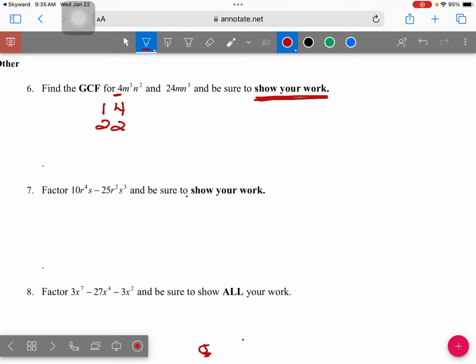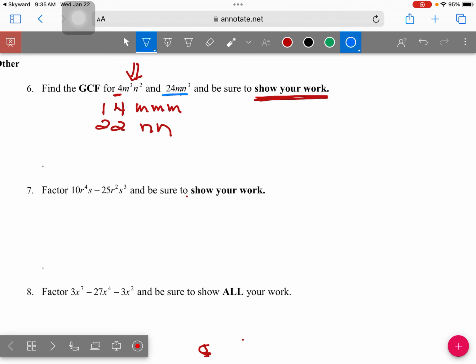Now, it says m to the third. How many m's is that multiplied out? 3, right? M times m times m. Write it down. M times n. And n squared would be 2 n's multiplied. All right? So I have all the possible factors there for 4m to the third n squared.